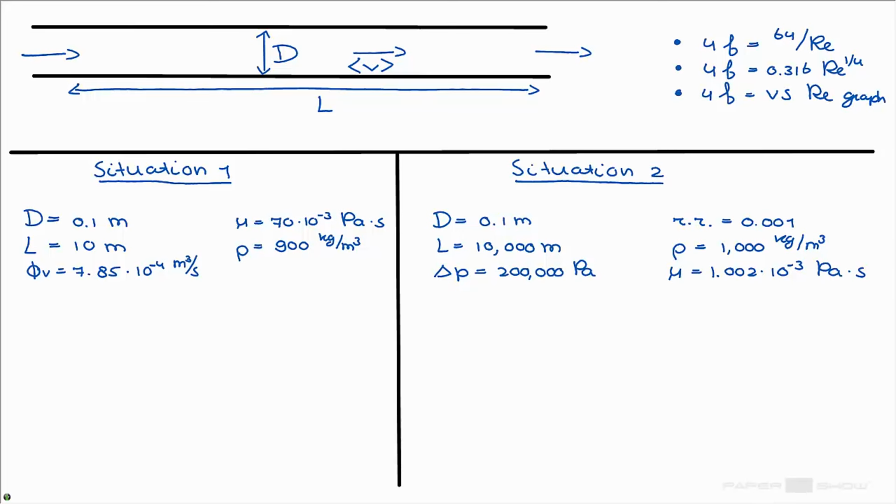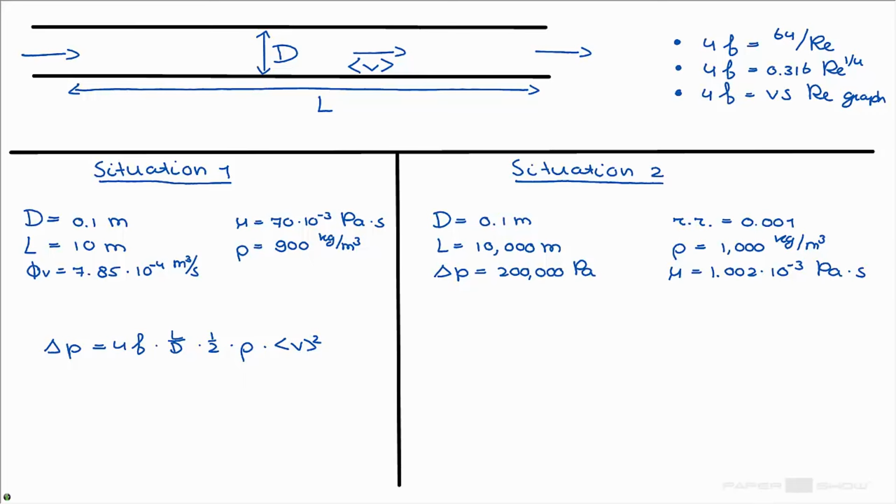And now we have to determine which way we are going to use for each of these situations. In both situations, I am going to start by using the Fanning equation that looks like this. If you want to derive this equation from the momentum balance, we have to take a look at the theory of this week.